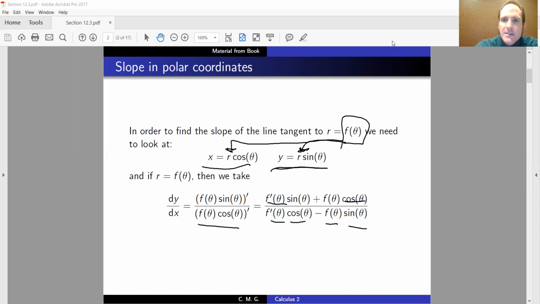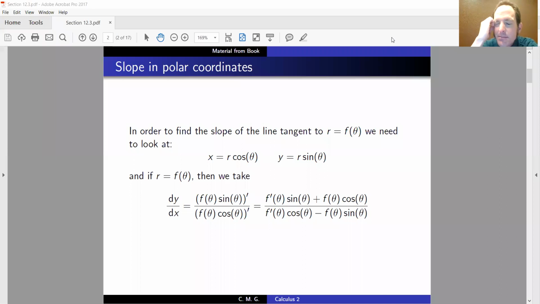One thing to note here is that the minus comes from the derivative of cosine. The derivative of cosine is negative sine. So that's where that minus comes from.